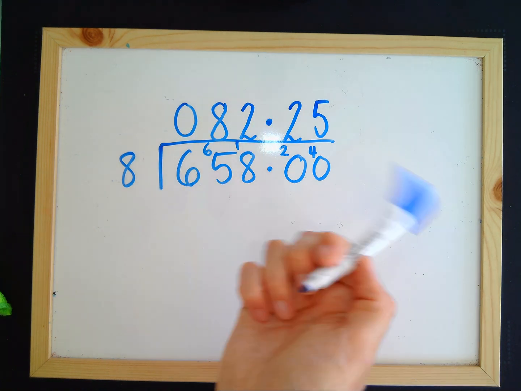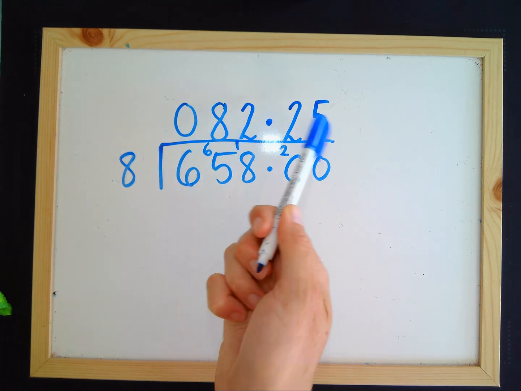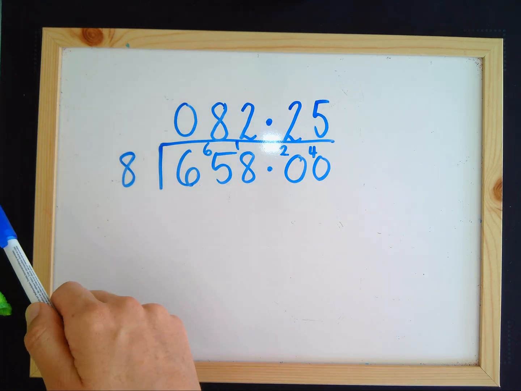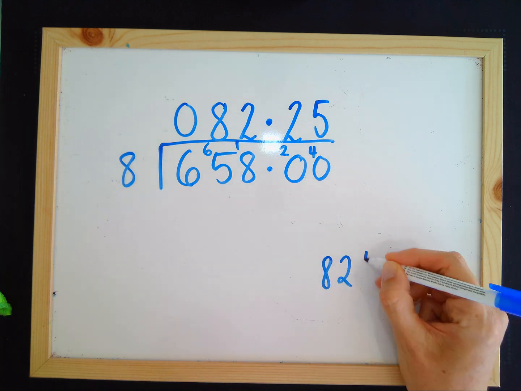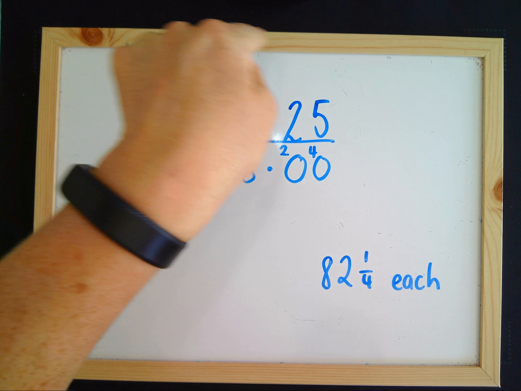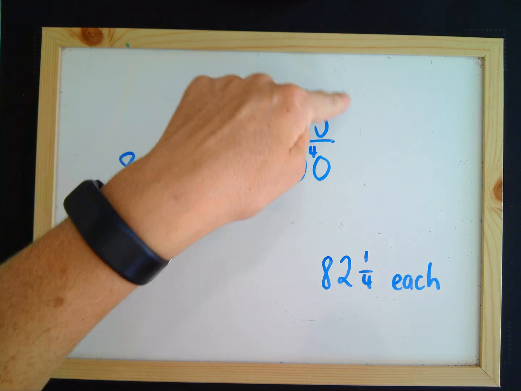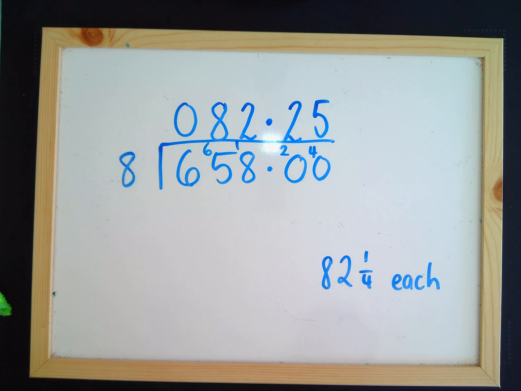Or if it wasn't money we were talking about, okay, this would be 82 and a quarter, because 0.25 is a quarter. Okay, that would be 82 and a quarter each of whatever it was. Again, to check that answer, all you need to do is multiply this number by 8, and you should come up with this number. Okay, now I've given you a sheet. There are 8 division sums on it, and I'd like you to try them. Okay, off you go.